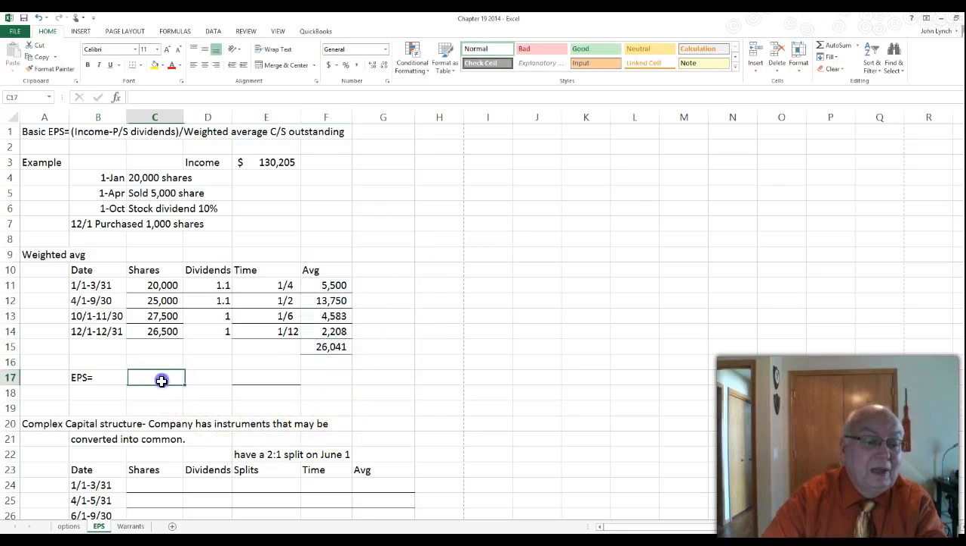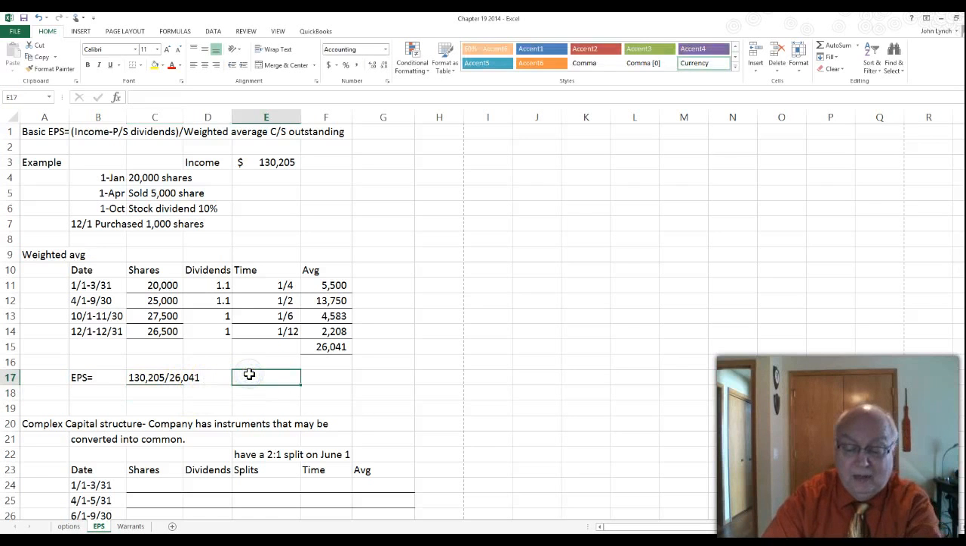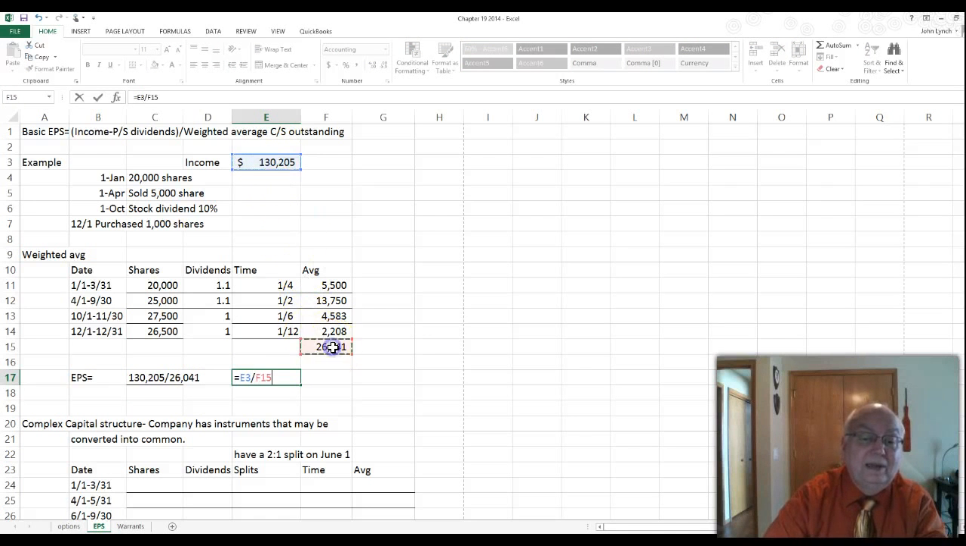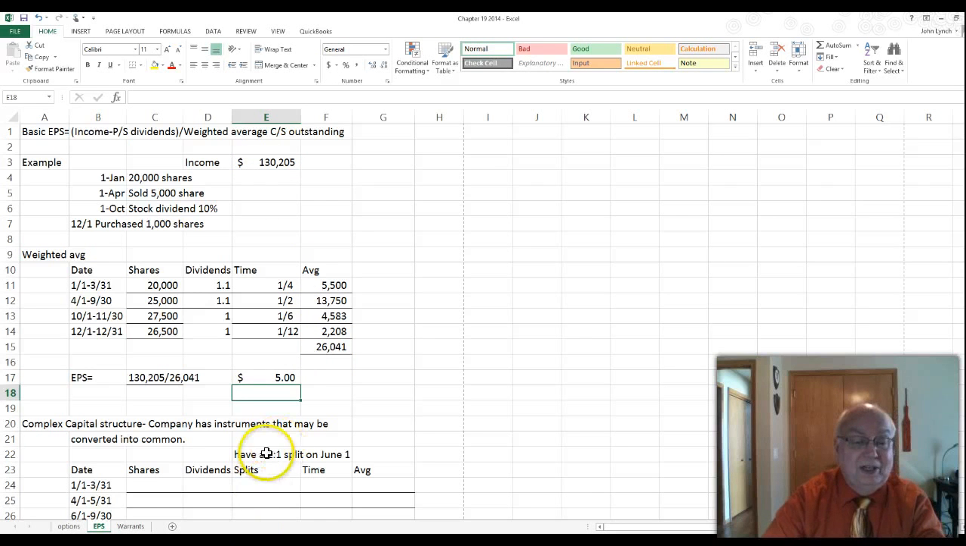All right. So for the basic earnings per share, we would take the 130,205, which was our income, divided by the 26,041. So over here, we take that number divided by this one, and it gives you $5 a share.